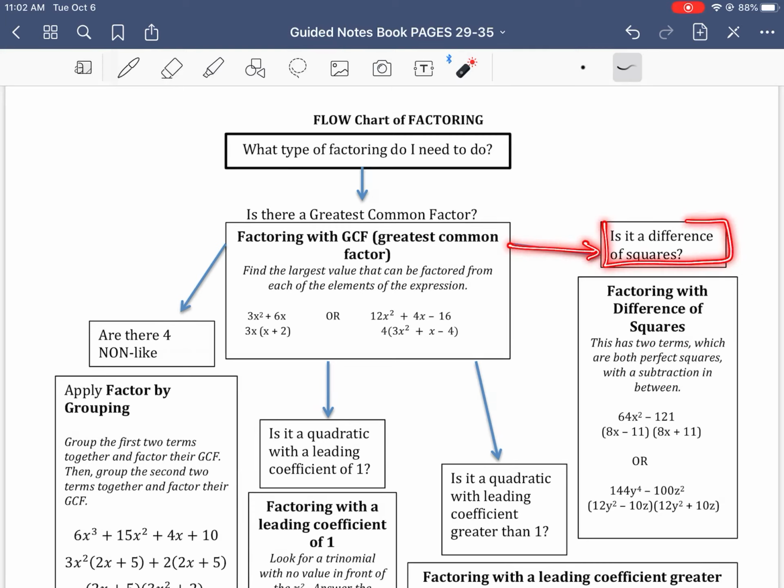So first of all, we just talked about a difference of squares. Is it a difference of squares? If it is, there's an example there, right? 64x squared, there's the squares, minus 121. We take the square root of 64x squared, 8x. The square root of 121 is 11. And we can create our difference of squares there. There's even an example with higher powers of squares if you wanted to look at one of those. So that's one option. Now we know we'll look for a difference of squares. If it's ever a binomial, check that out.